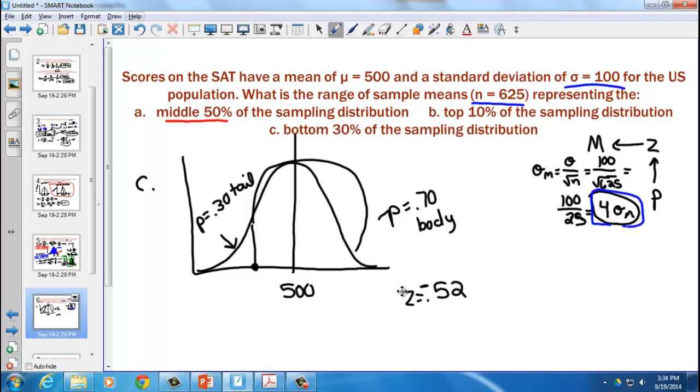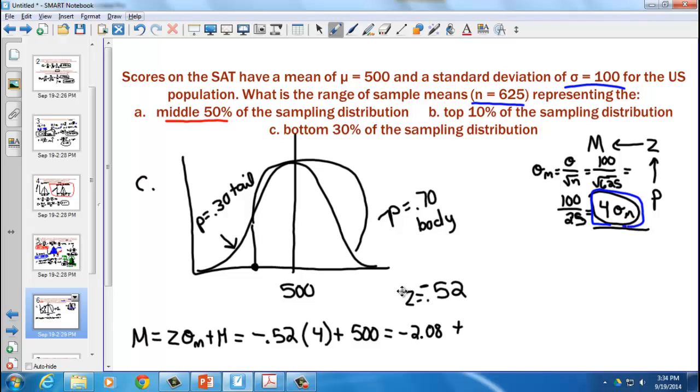All right. So with our formula, the mean is equal to z times standard error plus the population mean. So we've got negative 0.52 times the standard error that we found before, which is 4, plus the population mean of 500. Negative 0.52 times 4 gives you negative 2.08. Add that to 500, and we know that we have a mean of 497.92.